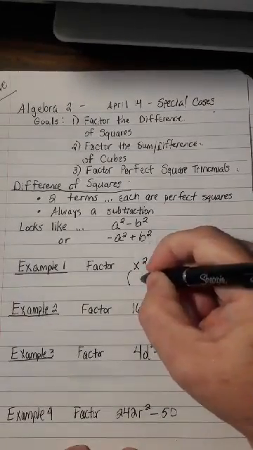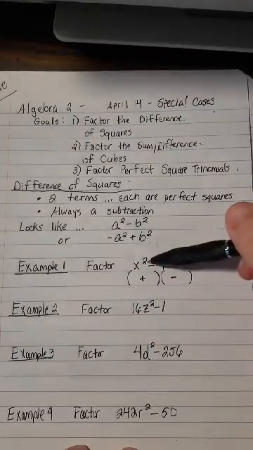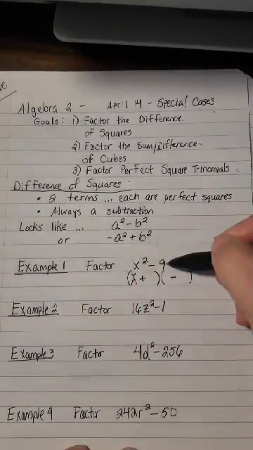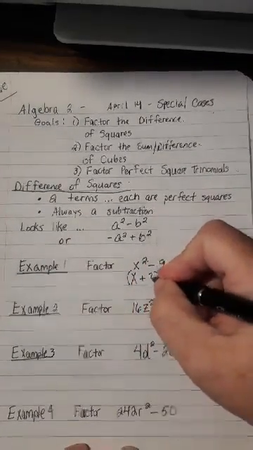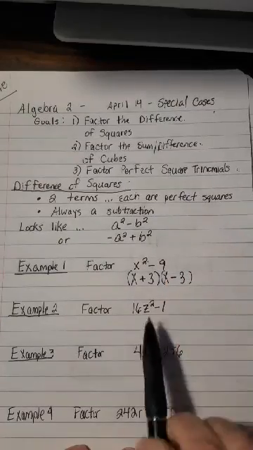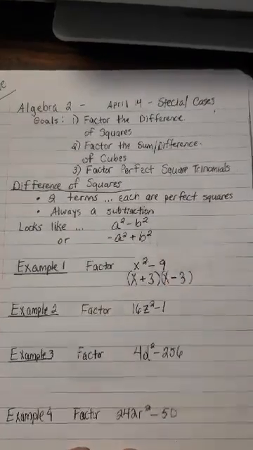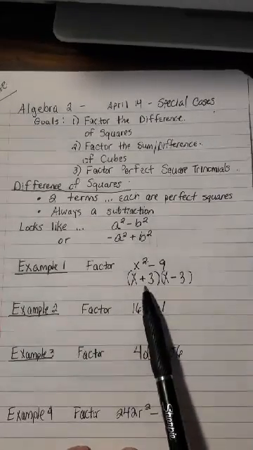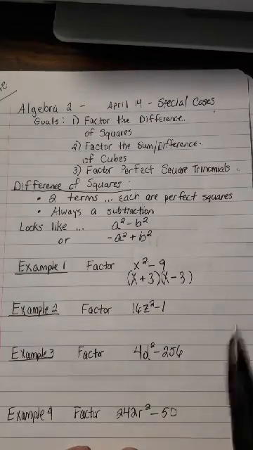And then you just take the square root of each term. So the square root of x to the second is x. The square root of 9 is 3. And then the other parentheses has x minus 3. So x plus 3 times x minus 3. It does not matter if you put your plus first or if you put your minus first. And that's all you do. That is your answer.